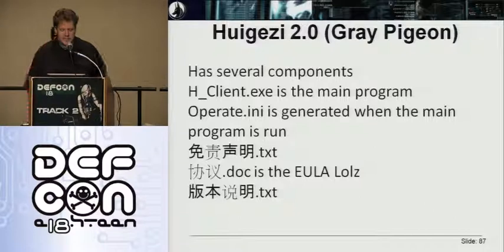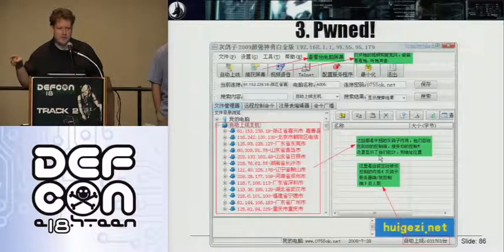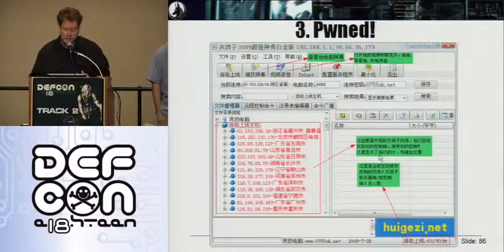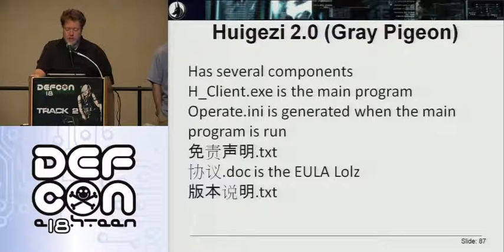So that's pretty significant, to see a piece of malware that literally just has click buttons to turn on your audio mic and steal any audio that's in the room, or turn on the video camera and take pictures of what's going on. Literally one click. This tool has a few different components. There's HClient.exe, the main program that generates the server executable that you use to infect people with. When this program's run, it generates a config file called operate.ini, and a few other files come with it.